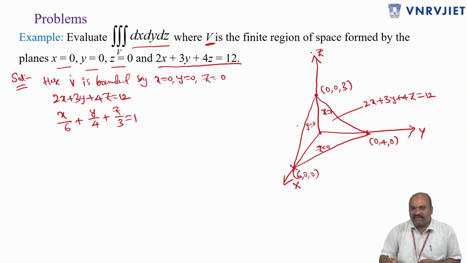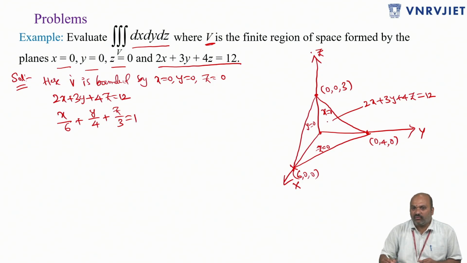How to identify the limits here? See, all the lower limits are fixed: x is 0, y is 0, z is 0. Remember, if the region is bounded by the coordinate planes, all lower limits are zeros. For upper limits, we express z in terms of x and y, y in terms of x, and the x limits are constants.